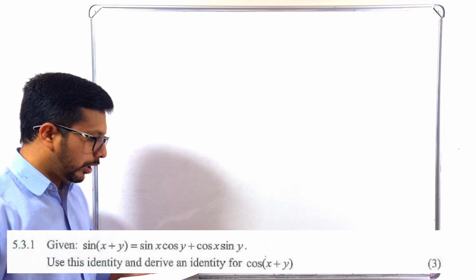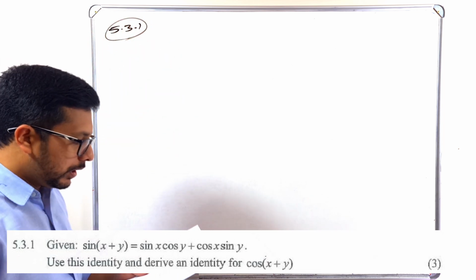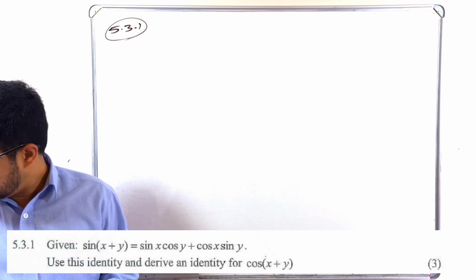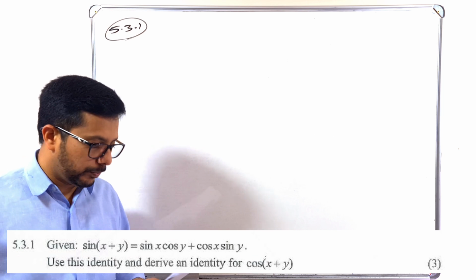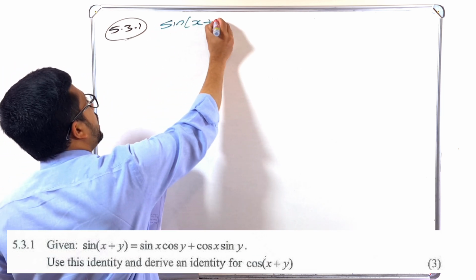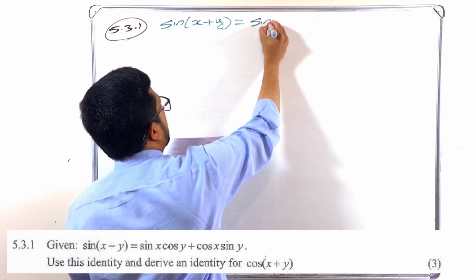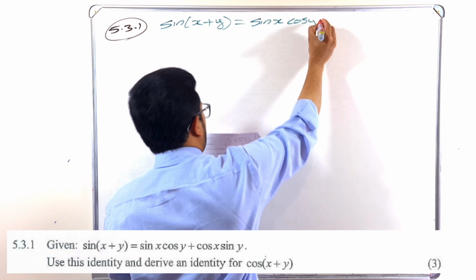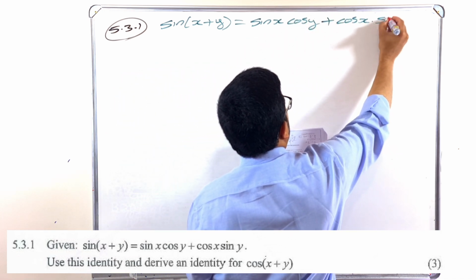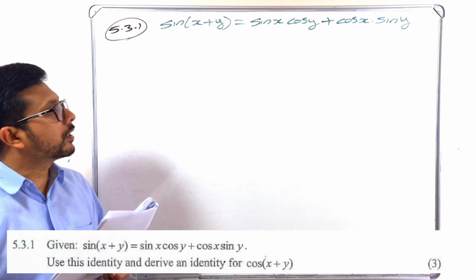Okay, question number 5.3.1. What is that question? Given sin of x plus y is equal to sin x cos y plus cos x sin y. So it is given like this: sin of x plus y is equal to sin x cos y plus cos x sin y.